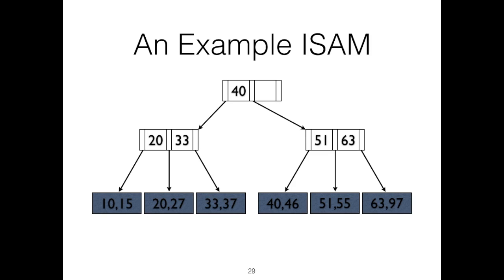Right, so a simple example here. I've got my big sorted list: 10, 15, 20, 27, 33, 37, 40, 46, 51, 55, 63, 97. And my non-leaf pages basically tell me where I can look in this tree. Since I have 3 pointers at every non-leaf node, what is the expected depth of this tree? Log base 3 of n, yeah.